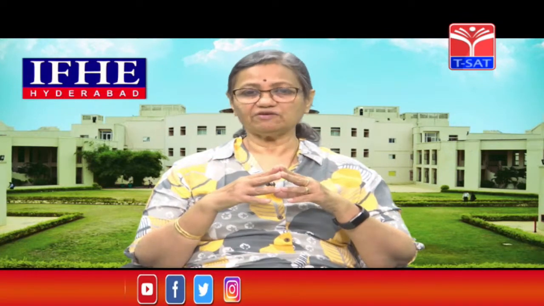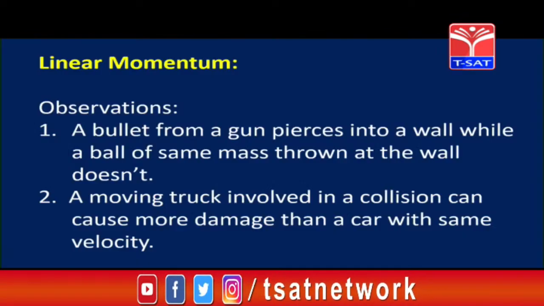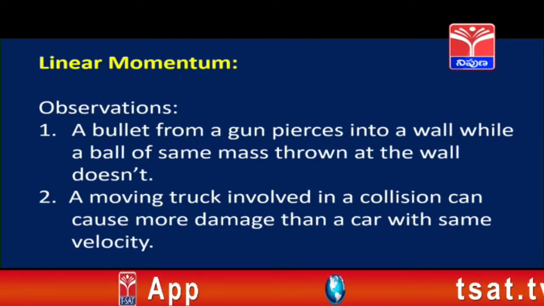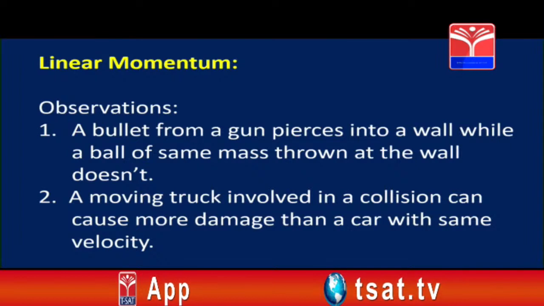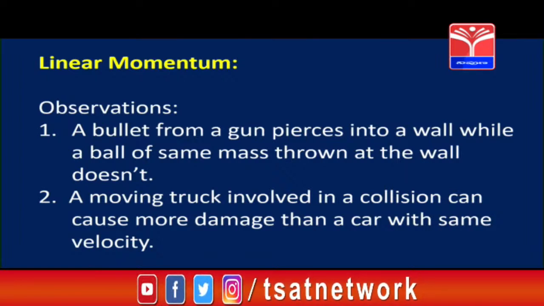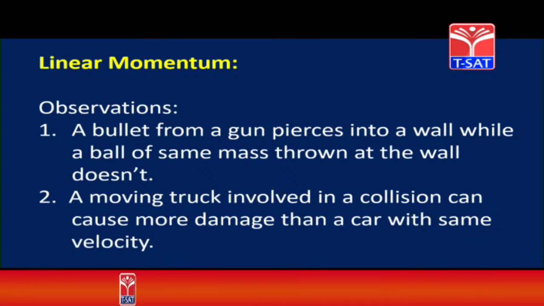Now, let us look at the second observation. In the second observation, a moving truck, let us say there is somebody on the road. A moving truck comes with a certain speed, with a certain velocity, and hits, let us say, another small vehicle on the road. What will happen? It inflicts a big damage on the object on the road.